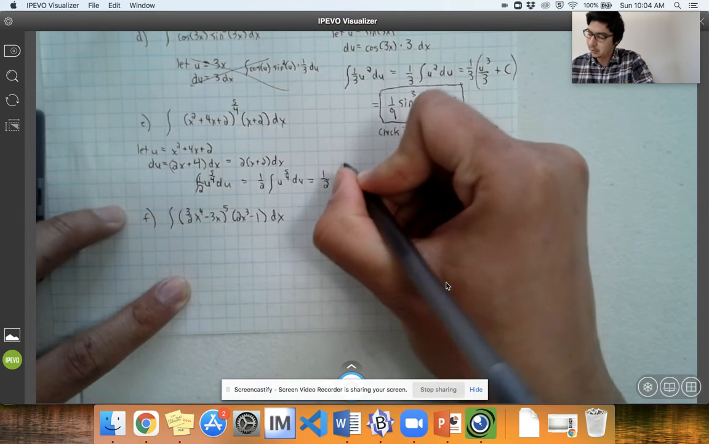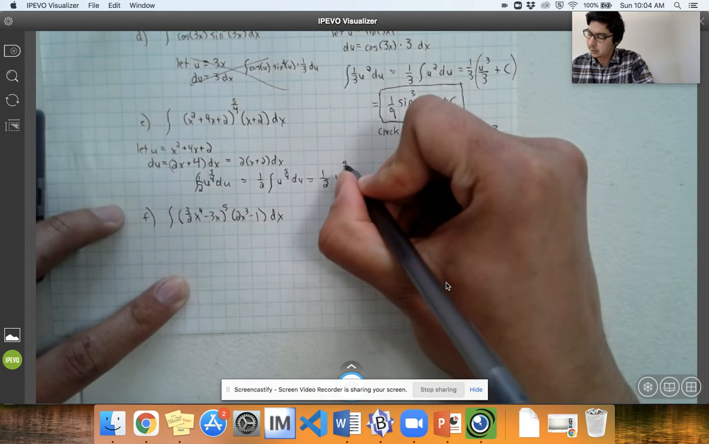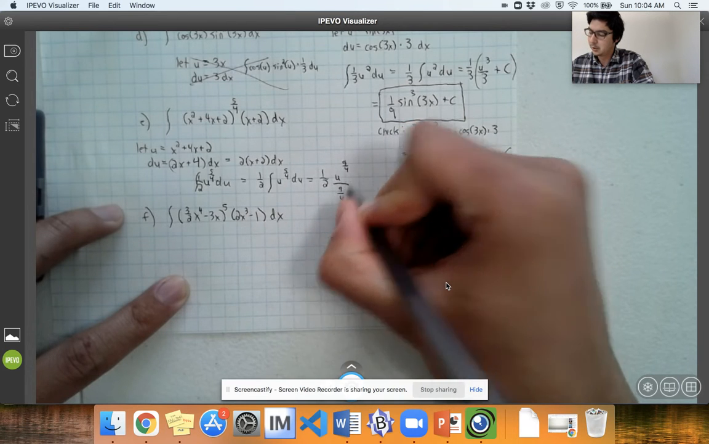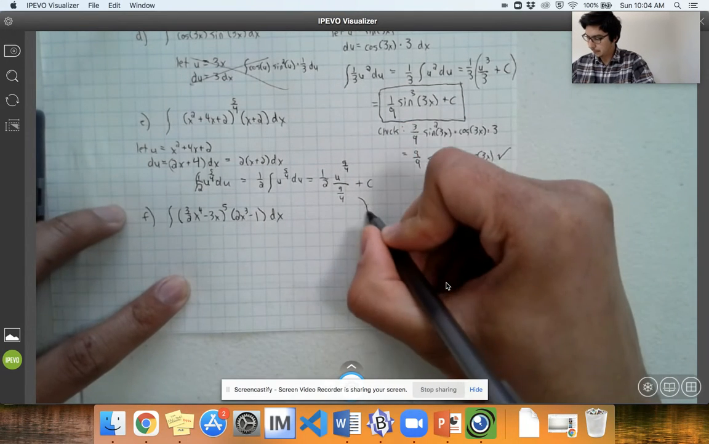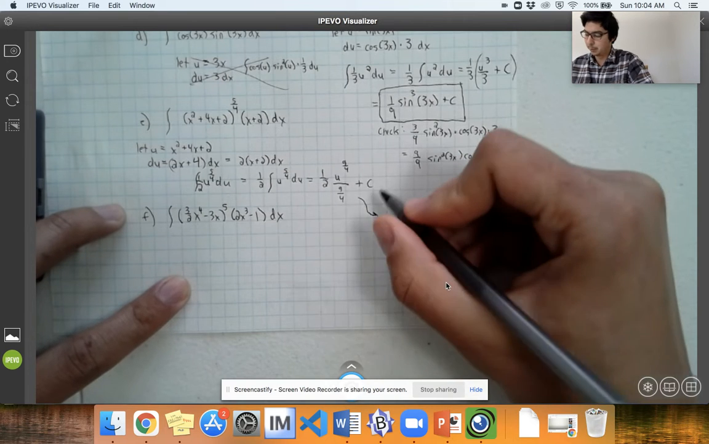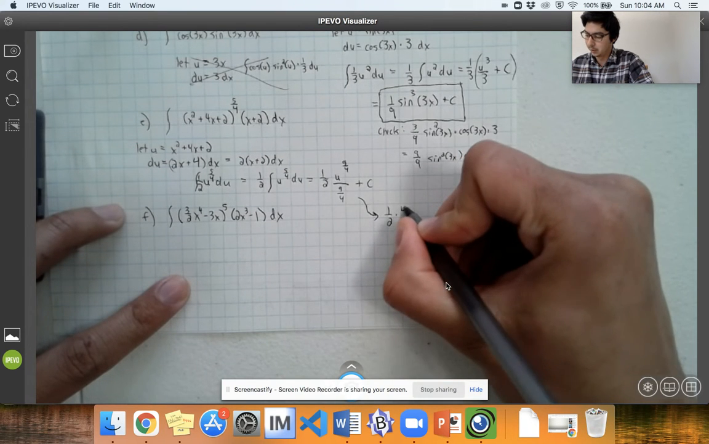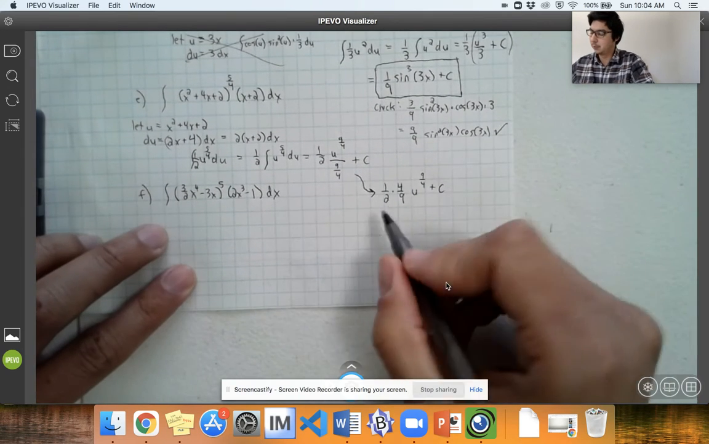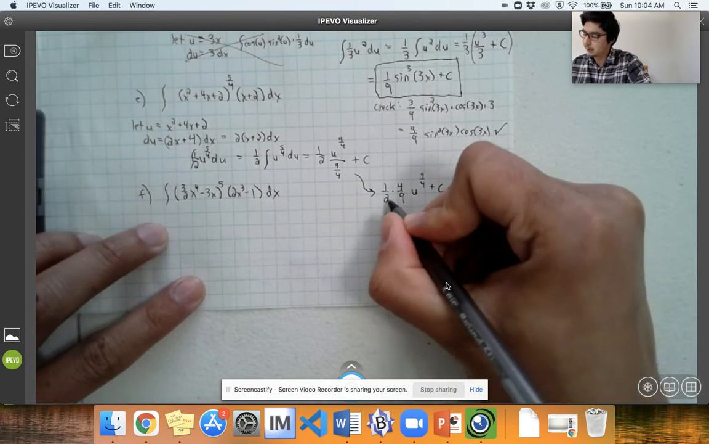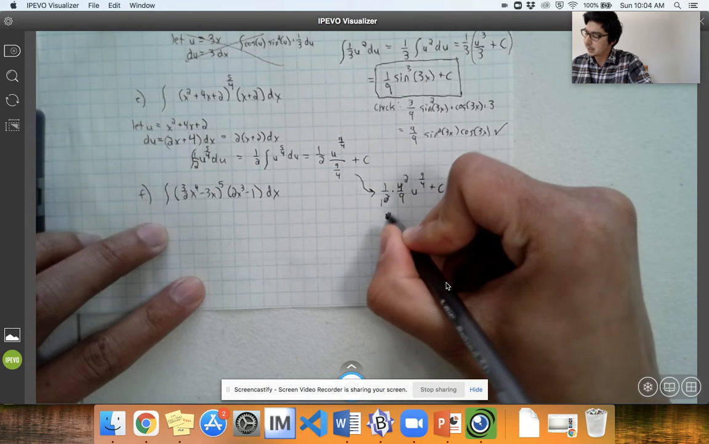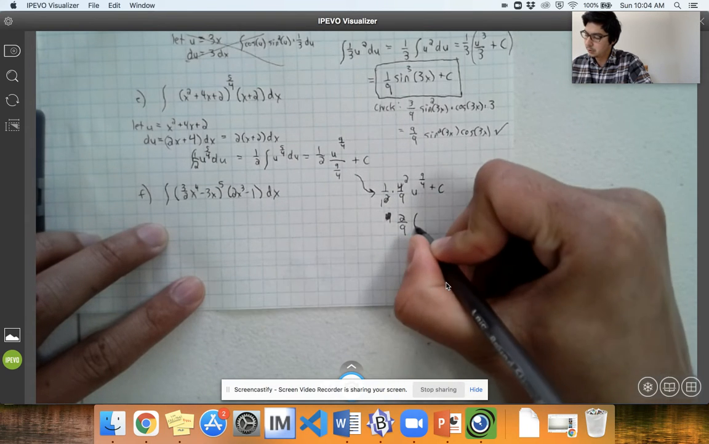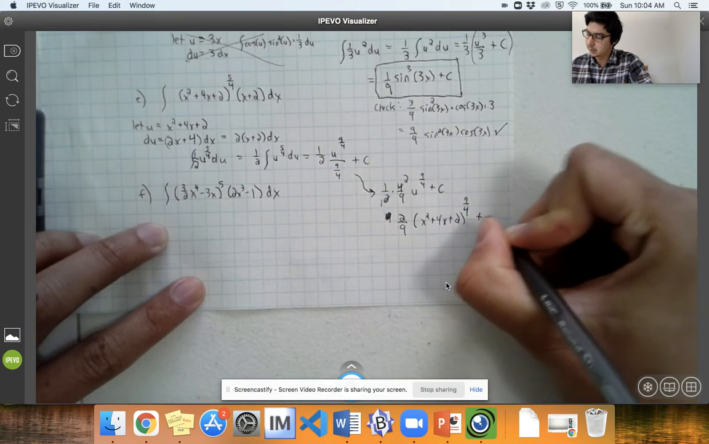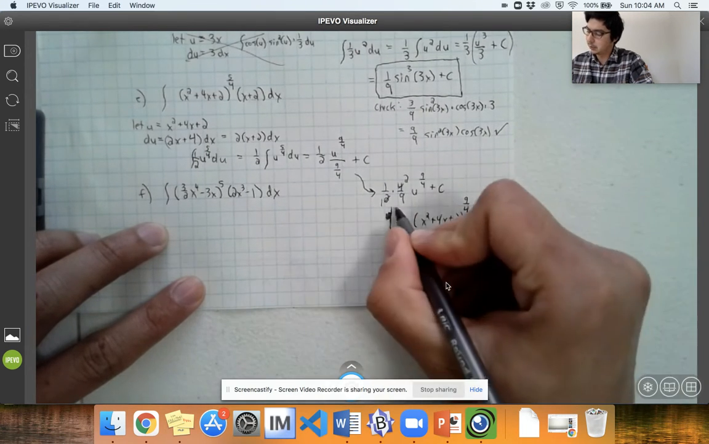So then I'm going to get u to the, adding 4/4 would be 9/4, and then you divide by 9/4, and then plus c. Okay. Dividing by 9/4 is the same as multiplying by 4/9. So I'd have 1/2 times 4/9 u to the 9/4 plus c. And then, plugging u back in, well, that's a 1 and that's a 2. So let's actually write this as 2/9 times u, which was x squared plus 4x plus 2, to the 9/4 plus c. And there's our integral of that function.